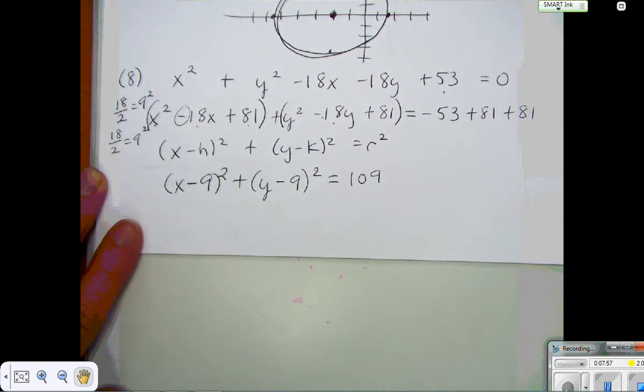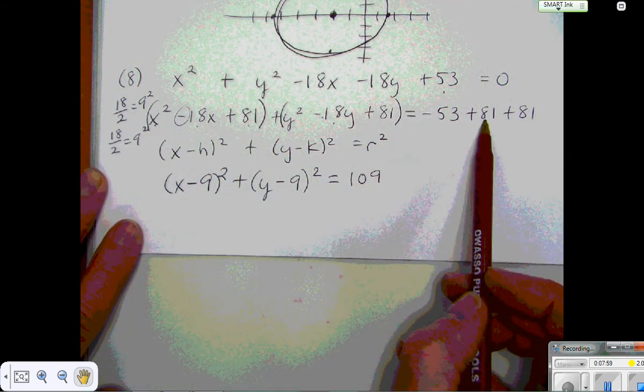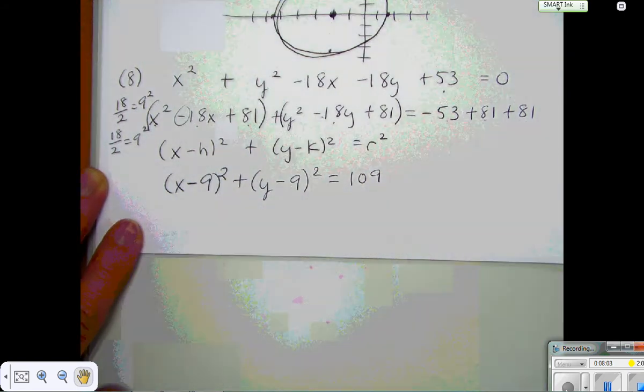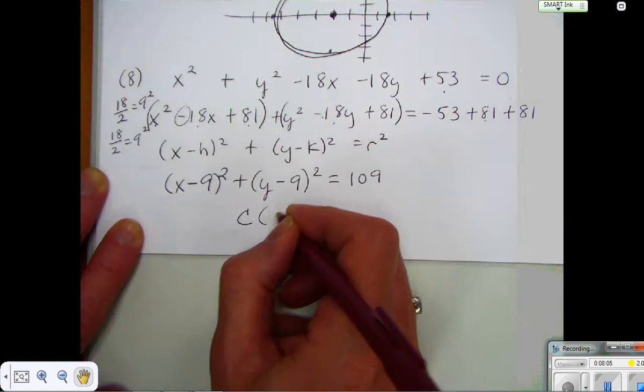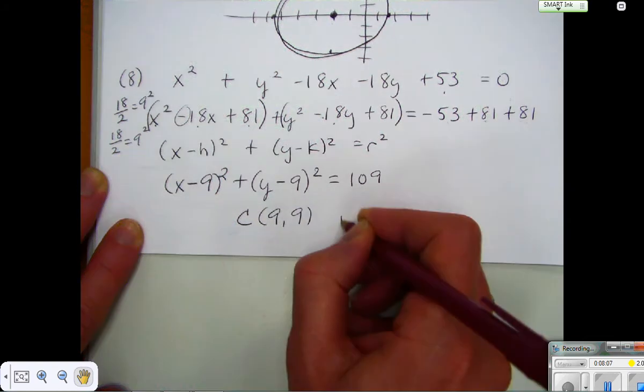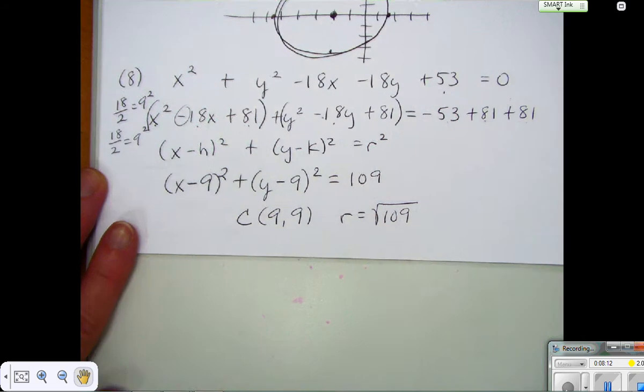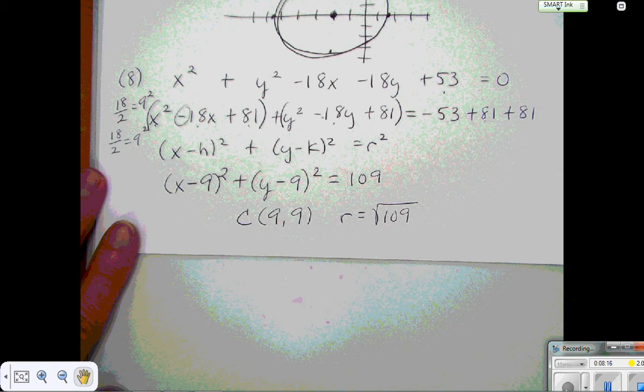I get 109. I get how you got this. 81 plus 81 minus 53. It should be 109. Okay, so the center is going to be 9, 9, and the radius is the square root of 109. So if you can simplify that radical, you need to. I think that that's as simple as you can get it to be, though.